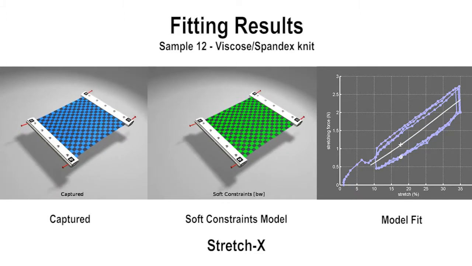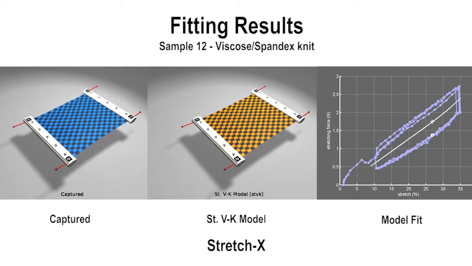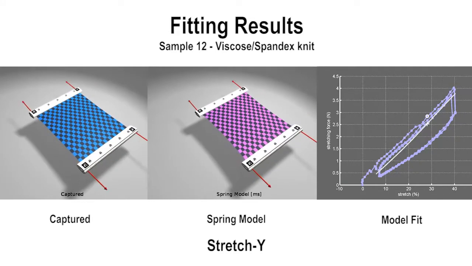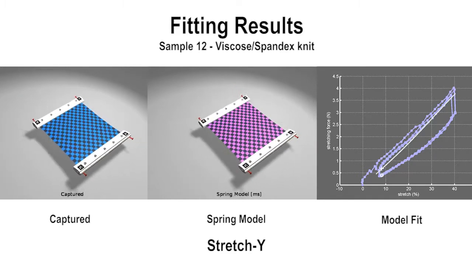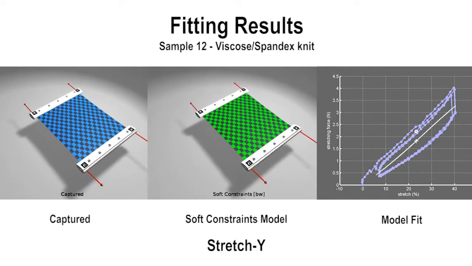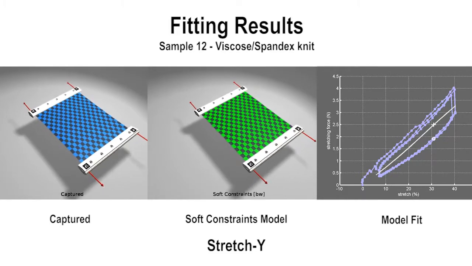The capture data is always rendered in blue, the spring model in pink, the soft constraints model in green, and the Saint-Venant-Kirchhoff model in orange. On the right, we see force displacement curves, with the measured data points in purple and the force resulting from our nonlinear parameter fits as a white curve.